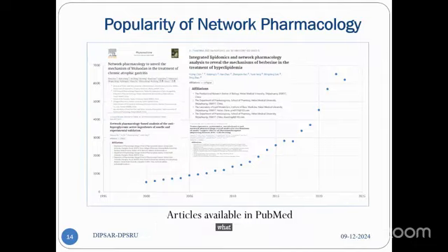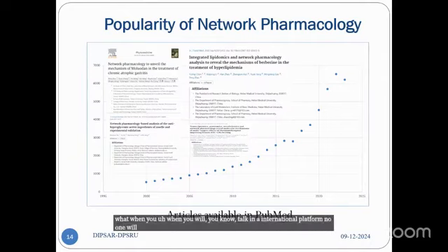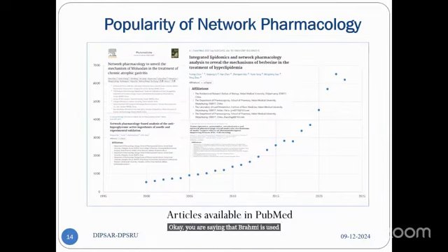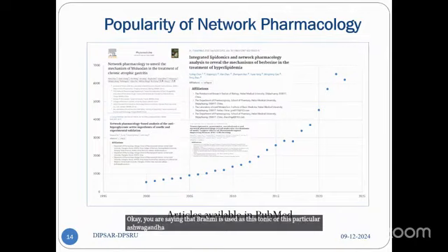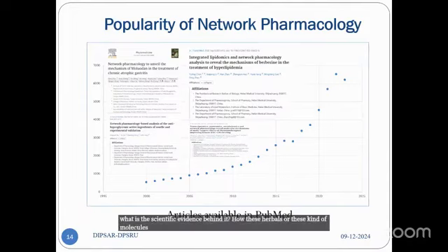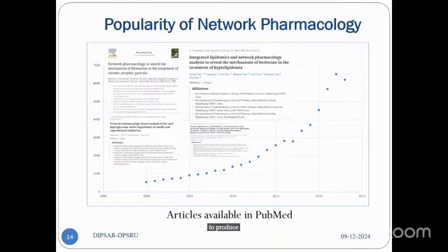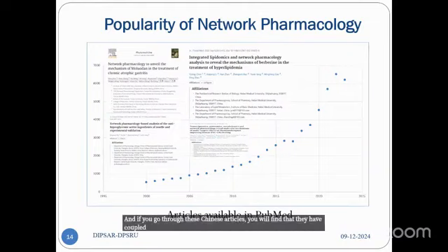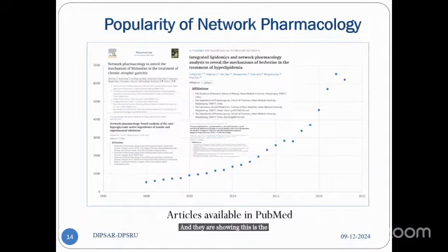But when you talk on an international platform, no one will believe it. They will ask you, provide me the scientific data. Okay, you are saying that Brahmi is used as a tonic, or that ashwagandha is going to reduce stress and so on. They will ask you, provide me the scientific evidence. What is the scientific evidence behind it? How are these herbals or these kinds of molecules showing their actions? What is their mechanism of action? So network pharmacology will help to produce the scientific evidence. And if you go through these Chinese articles, you will find that they have coupled these techniques with experimental techniques, and they are showing this is the scientific evidence behind our traditional Chinese medicines.